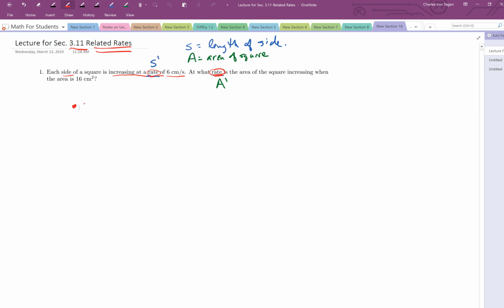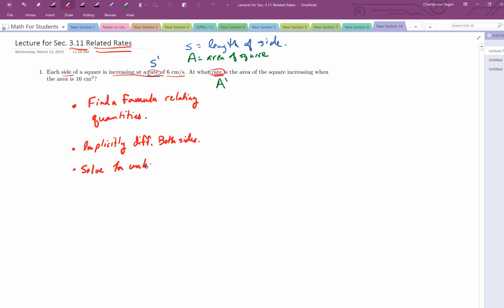So, our general strategy is this. First, we want to find a formula relating the quantities. The next thing we want to do is we want to implicitly differentiate both sides. And then we can solve for the unknown rate. And at this point we've either already answered the question or we've still got just a little bit more work to do when we answer the question. So this is our general strategy. These steps, I feel like, are sort of vague, and that's because each one of these problems has its own unique qualities, and it's hard to come up with steps that encapsulate all of them. So let's go ahead and give this one a shot.